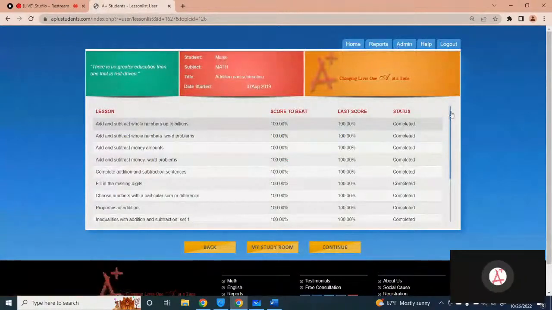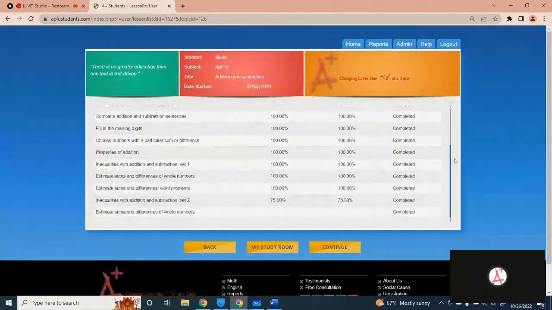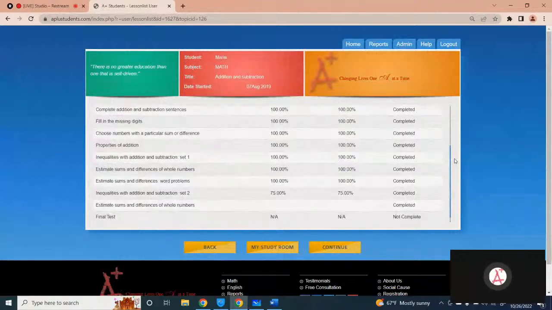So we have done 4 of the topics today. We are already working on chapter 4, that is addition and subtraction. They are inequalities with addition and subtraction, set 1, and then estimate sums and differences of whole numbers. Then estimate sums and differences word problems, and then inequalities with addition and subtraction, set 2.